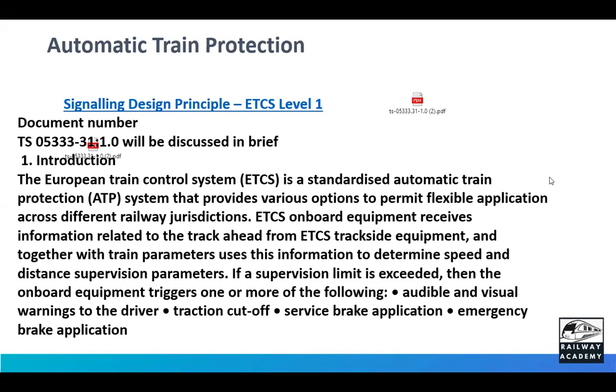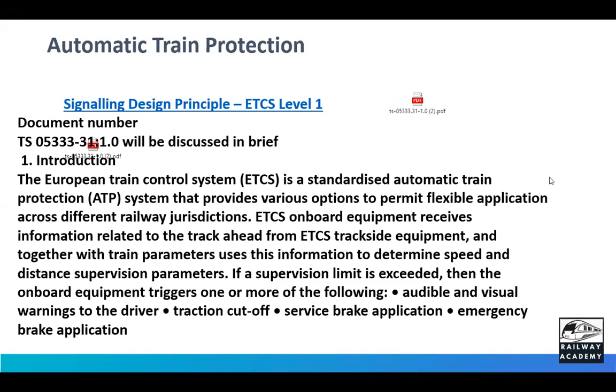And the movement authority can be a red signal, or it can be a stop board near a permanent speed restriction, or it can be a buffer stop. In all these areas, they have nominated which sections the ETCS is being provided. And in addition to that, ETCS level 1 is an interoperable system which can be overlaid on the existing interlocking as an additional arrangement with onboard equipment and line side equipment.